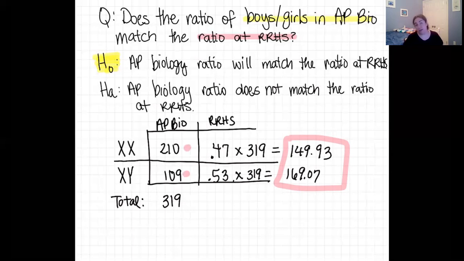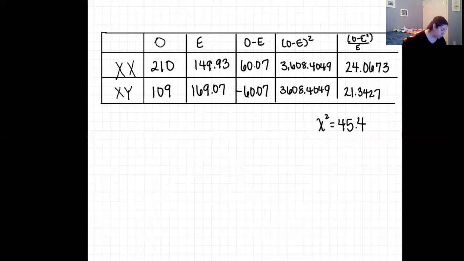So we understand and acknowledge that there's going to be a little bit of fluctuation, a little bit of randomness when it comes to the actual number of students. But the question is, is the difference between 210 and 149 within an acceptable limit of randomness? And that's what our chi-square is going to tell us. So let's take a look at that.